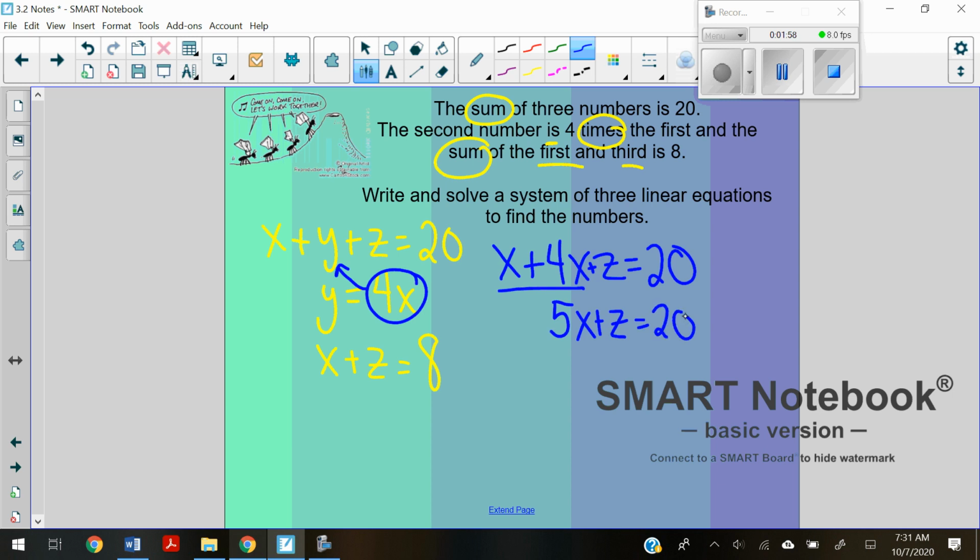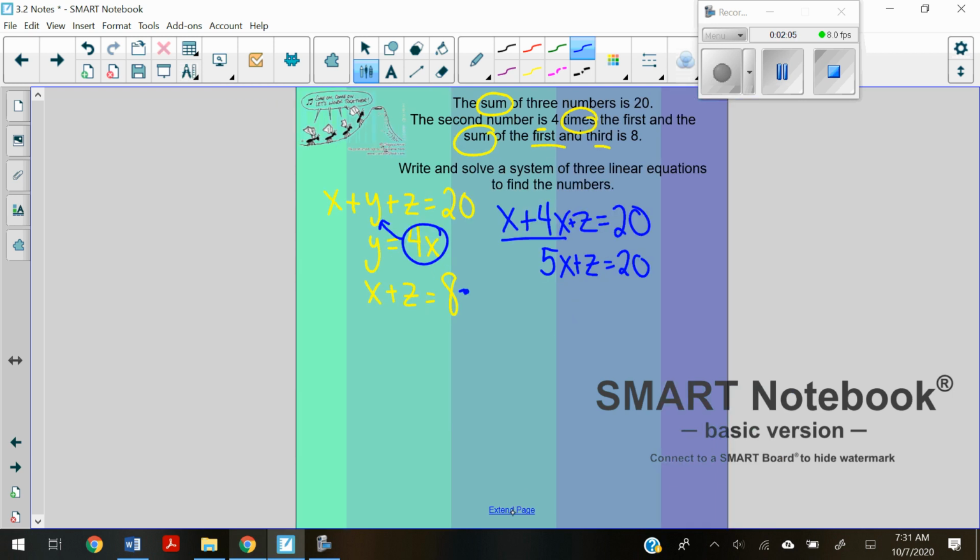And now I have 2 variables, x and z. So I'm just going to extend my page and move this down here. And now I'm going to look at 5x plus z equals 20, and x plus z equals 8. So I want to take my top equation and multiply it by -1. What this does is it gives me that opposite that I'm looking for, so my positive z and my negative z.